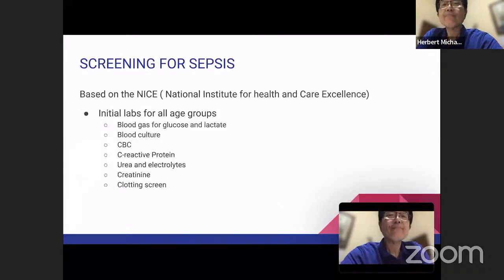So based on the National Institute for Health and Care Excellence, the NICE guidelines, the initial labs for all age groups for possible sepsis would of course be a blood gas for glucose and lactate, cultures, the CBC, the C-reactive protein, the urea, the electrolytes, the creatinine, and of course, a clotting.